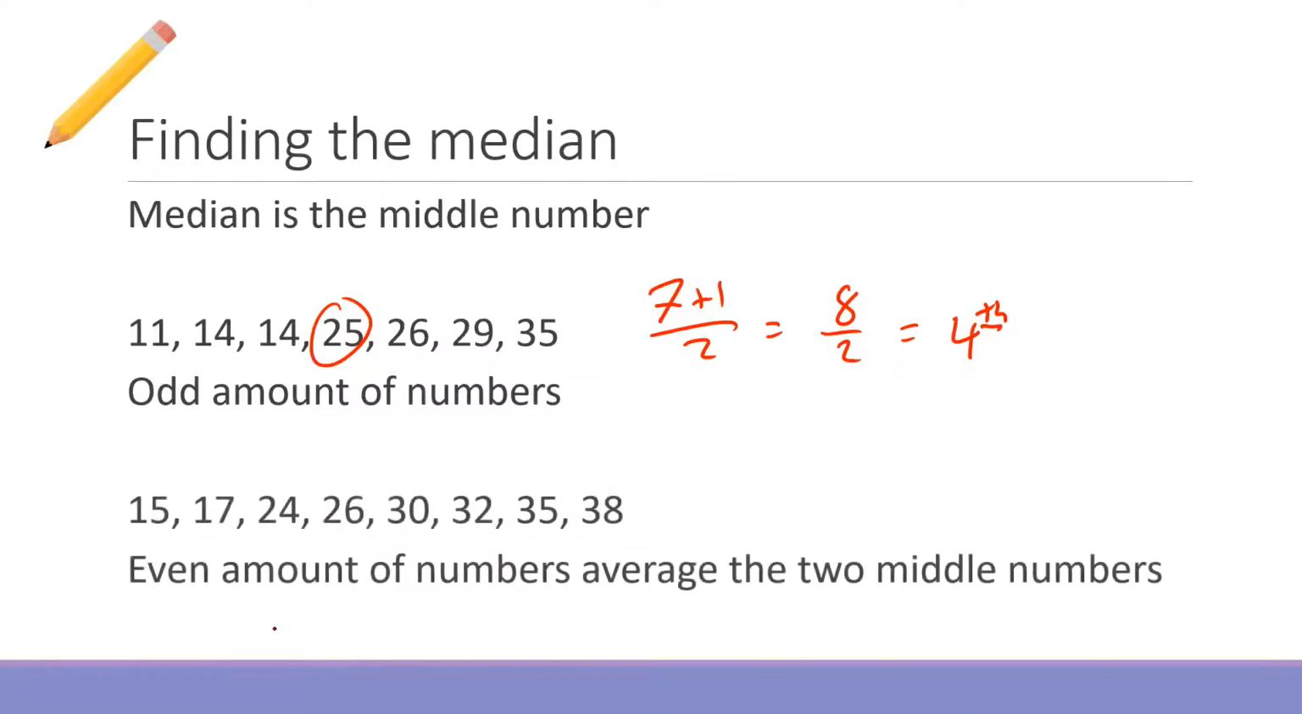For an even amount, it's a bit harder. Obviously, for this one, there were 8 numbers. 8 plus 1 divided by 2 equals 9 divided by 2 equals the 4.5th number. So you're looking for the number between the 4th and the 5th number. So you take those 2 numbers and you average them. 26 plus 30 divided by 2.